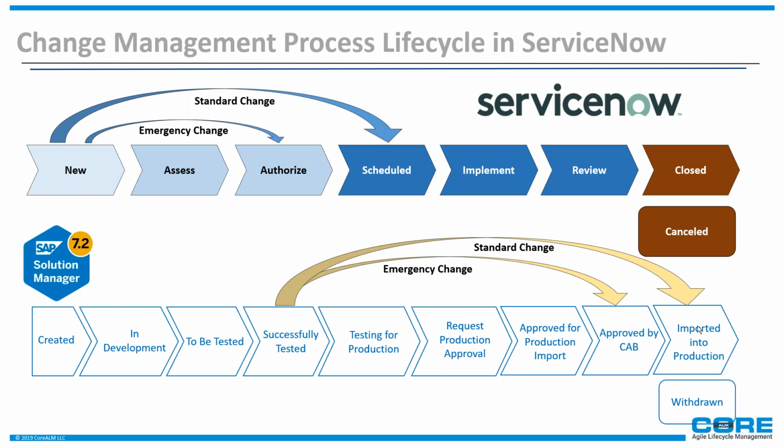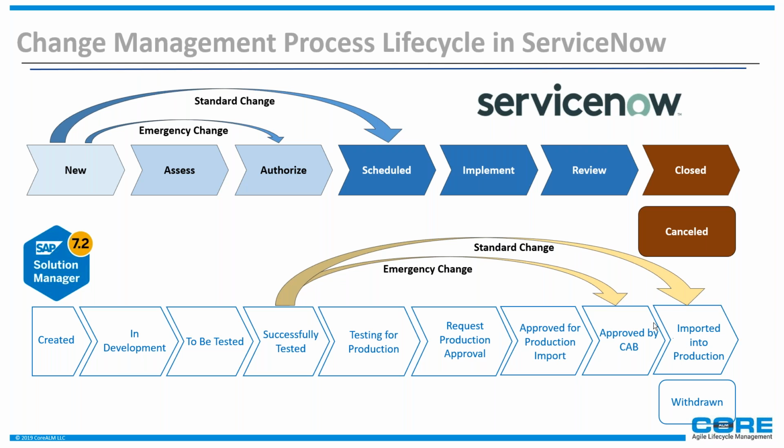Now in the solution manager side, so keep in mind this is a normal workflow in here, but also can be used very similar for standard and emergency as well. In this case, it will go through once a change is successfully tested. At this point, it means that it's in dev, it's in QA. If it's a normal change, it will go through testing for production, add in all of the documentation. Let's say if you're doing some type of integration testing, and then it will get approved by CAB, and then at that point it will get imported into production.